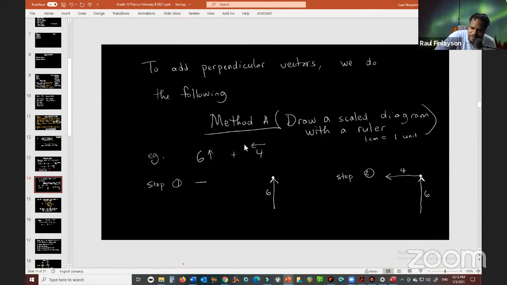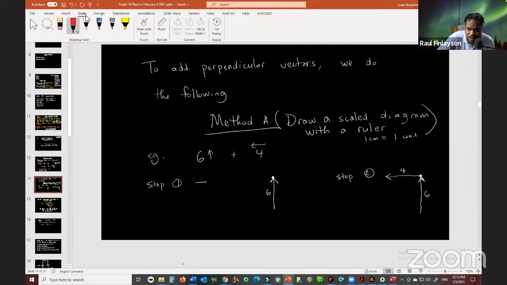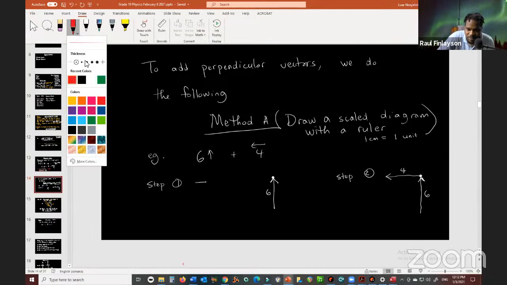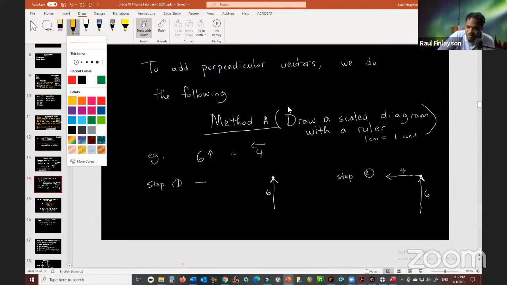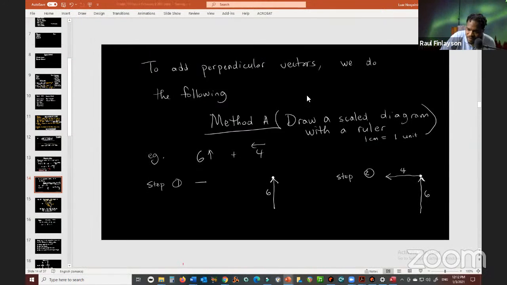But when you're adding perpendicular vectors, you don't do it like the other one where you add or subtract. What you do here is draw the first diagram. For example, say add 6 going up to 4 going towards the left. You draw the 6 first, but they say draw a scale diagram. Let me underline the word scale. Scale in this case means you're going to use an equal measurement.